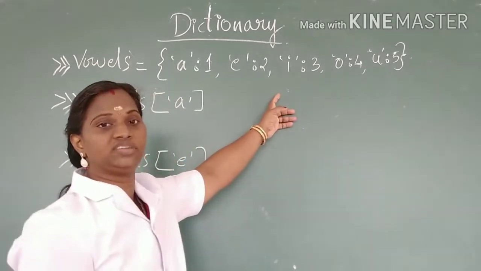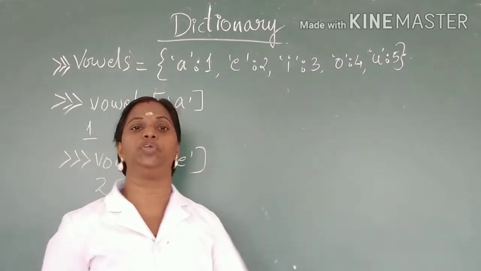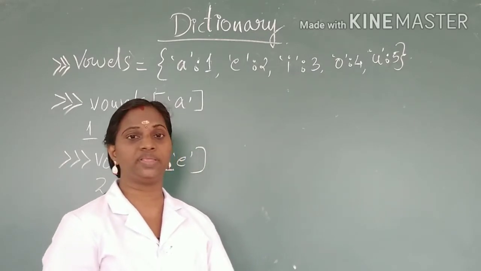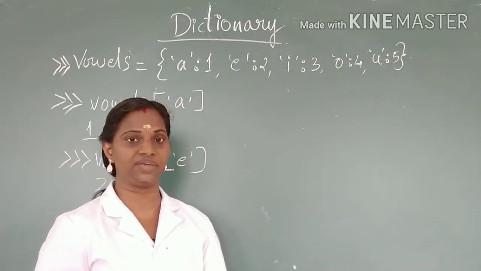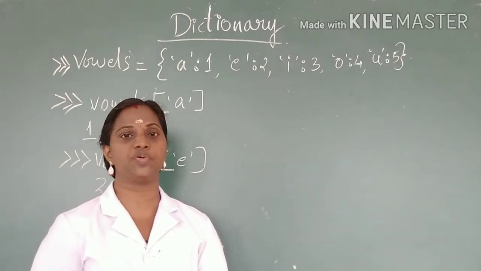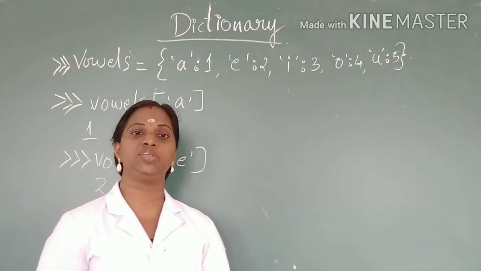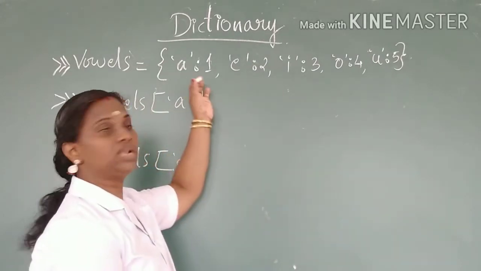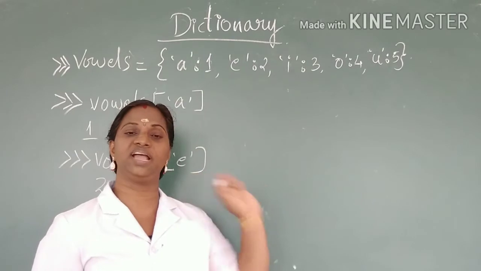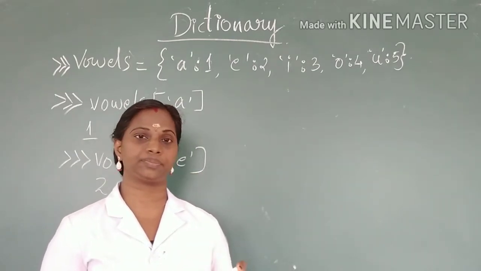So this is one dictionary. These are the keys: A, E, I, O, U. The key name is a character or a letter. That's why the keys are enclosed in single quotes. When you use an integer number, there is no need to enclose it in single quotes. Here I am using letters, that's why I enclose these keys in single quotes.